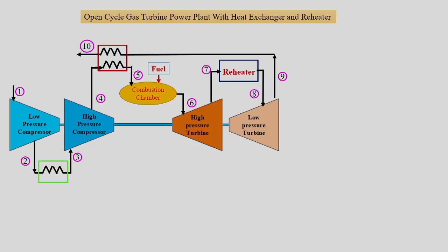Then the exhaust of the low pressure turbine would be used to heat the air which is getting passed to the combustion chamber. So this arrangement is a mixture of all kinds of attachments we can think of for a gas turbine power plant. One we have intercooler, other we have reheater, and then we have heat exchanger.